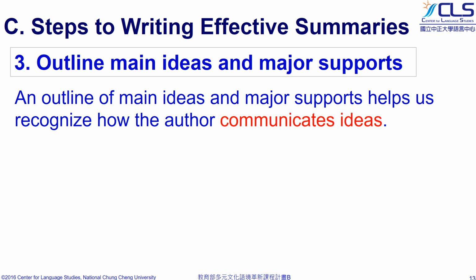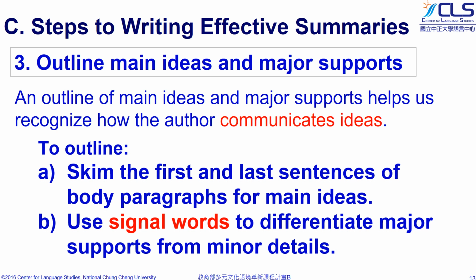Next, outlining main ideas and major supports for a summary is also important, because it helps us recognize how the author communicates ideas, that is, making a point with supports. To outline, we can skim the first and last sentences of body paragraphs for main ideas, meanwhile differentiating major supports from minor details with the help of signal words.